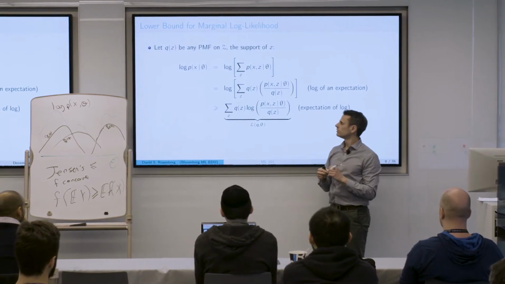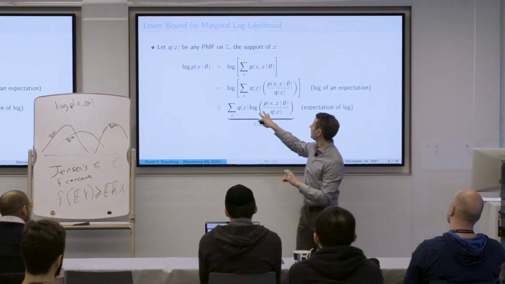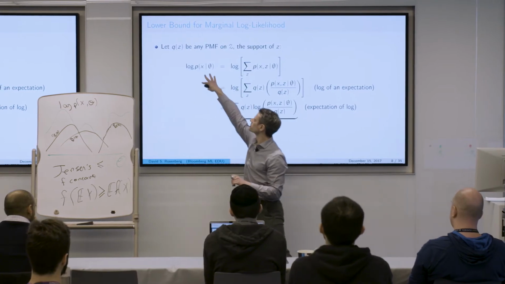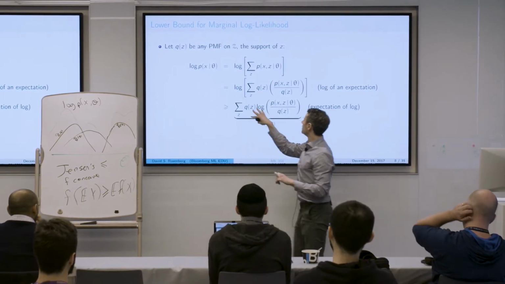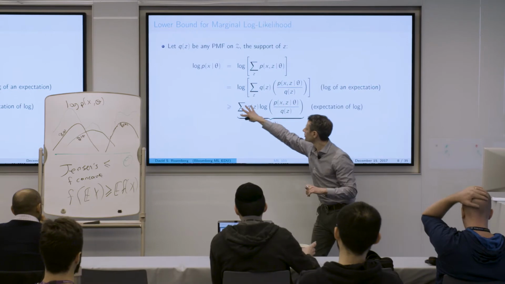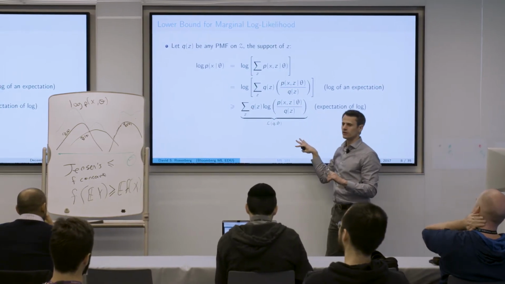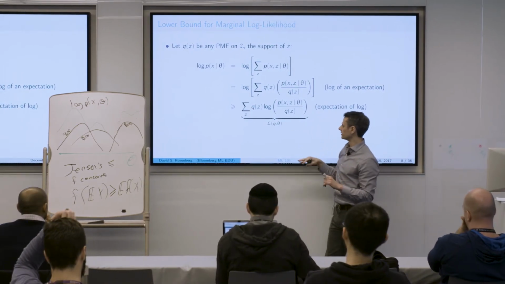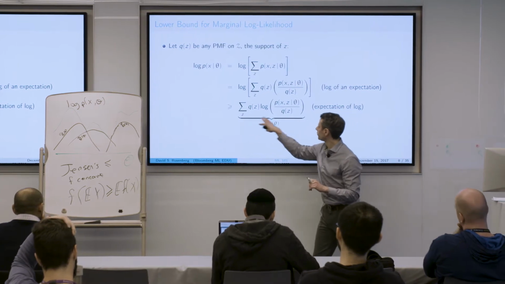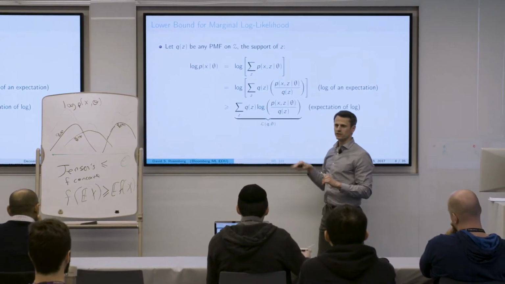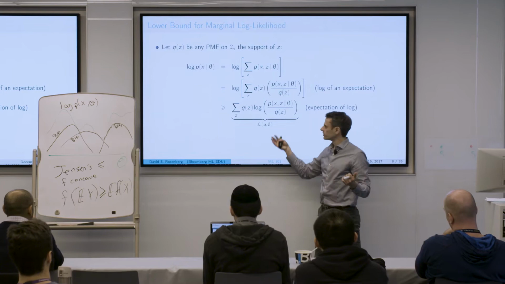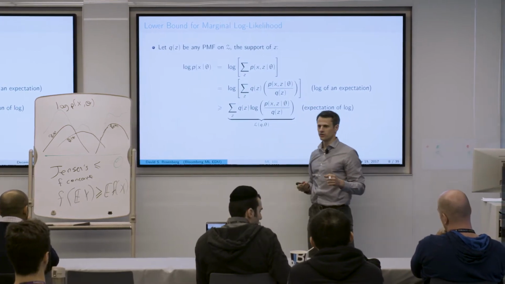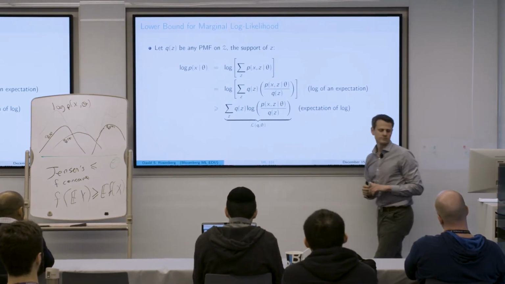So we've chosen q, and we now have a lower bound. We can think of this as a function of theta, since we're trying to maximize over theta. As a function of theta, this full expression is a lower bound on our likelihood. We're going to denote this whole thing L_q(theta). Q, because q is what gave rise to this lower bound, and it's still a function of theta. Is that clear?